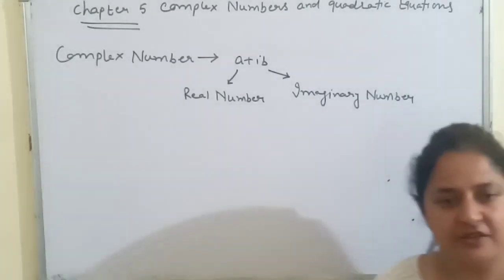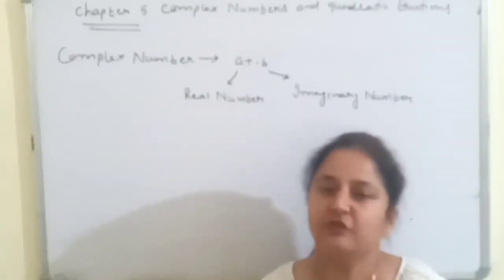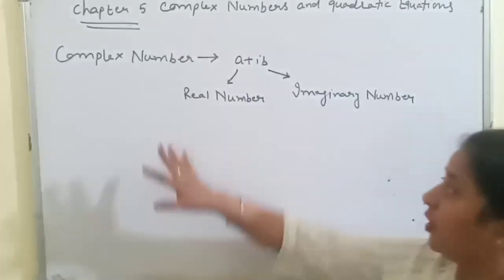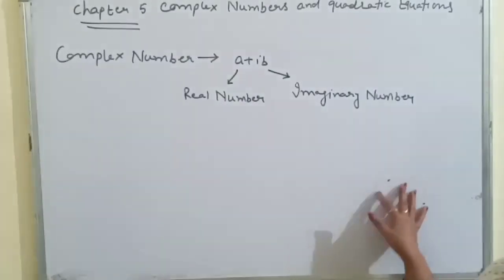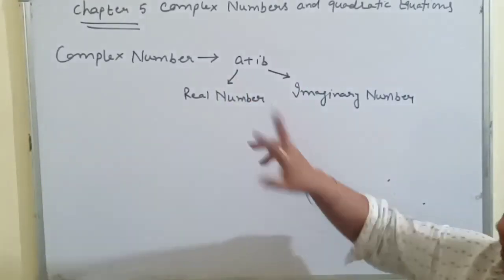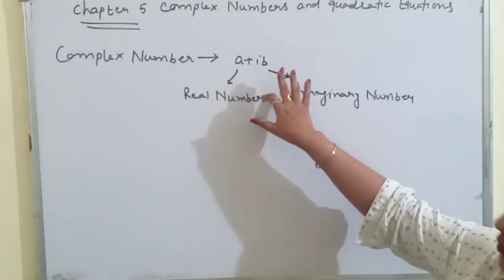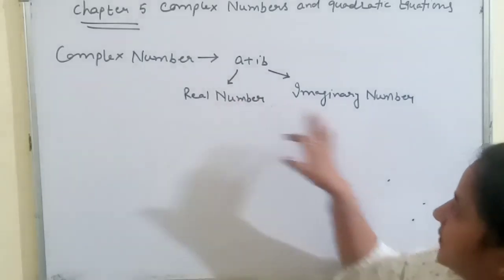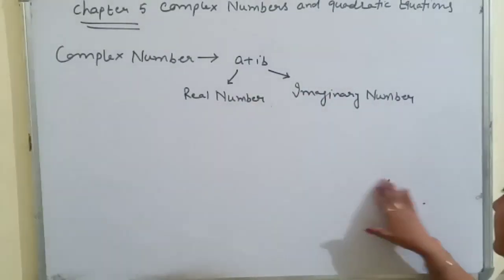This is a very interesting and easy chapter, and also a very important chapter. Complex number: here you can see I have written some words, some definition. A plus iota b. This is i, a new symbol for you, and a is representing the real number, b is the imaginary number.